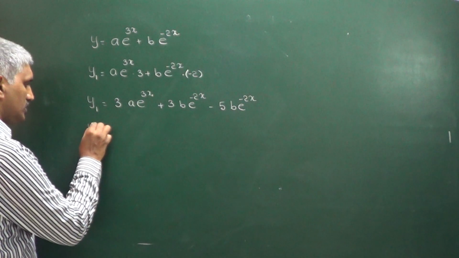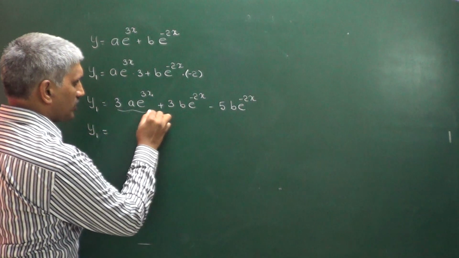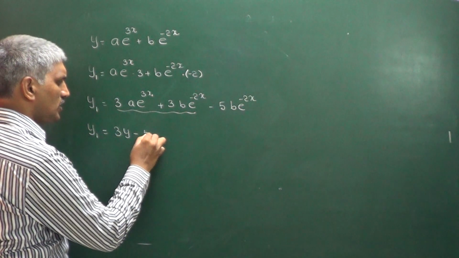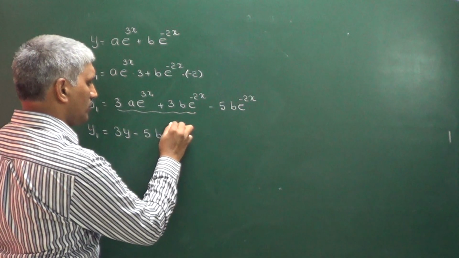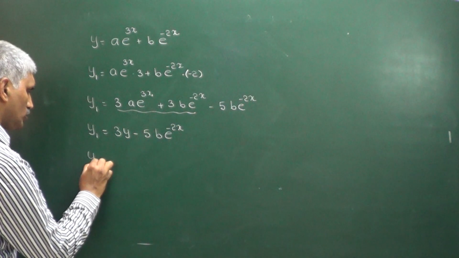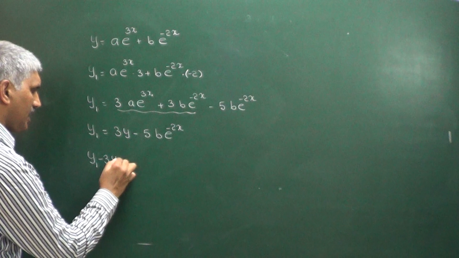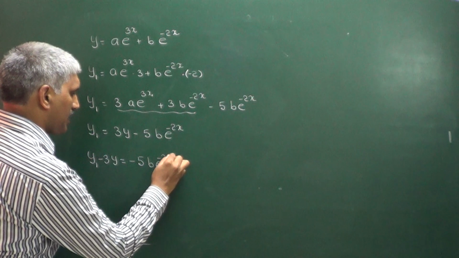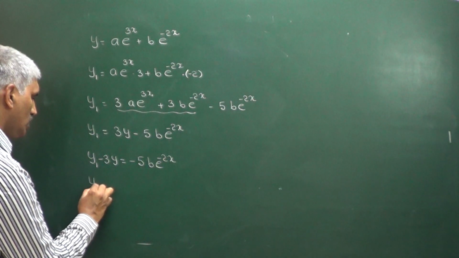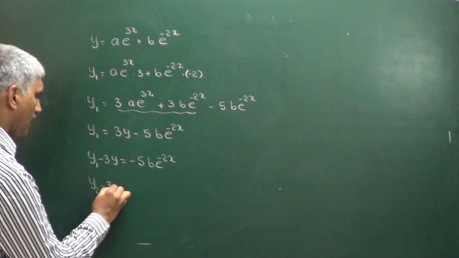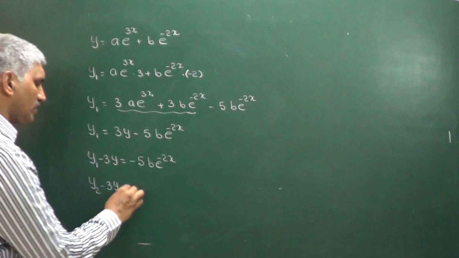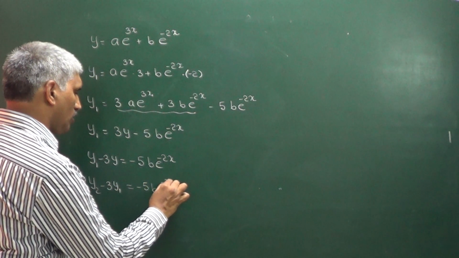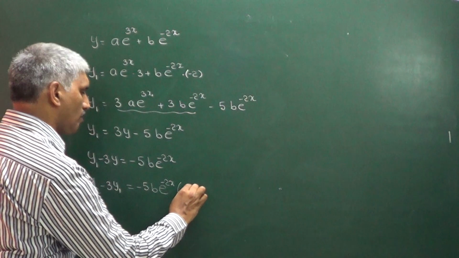Now we can write this as y1 is equal to 3 times y, that's why 3y minus 5 into b into e to the power of minus 2x. Again we can write this as y1 minus 3y is equal to minus 5 into b into e to the power of minus 2x. Again differentiate this one. y1 differentiation is y2, minus 3 times y1, is equal to minus 5 into b into e to the power of minus 2x into minus 2.